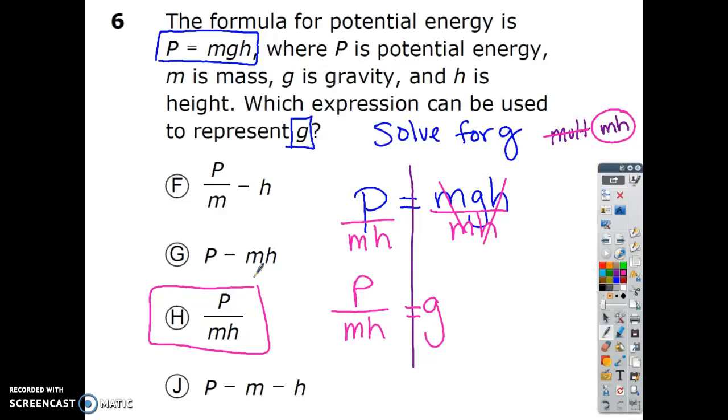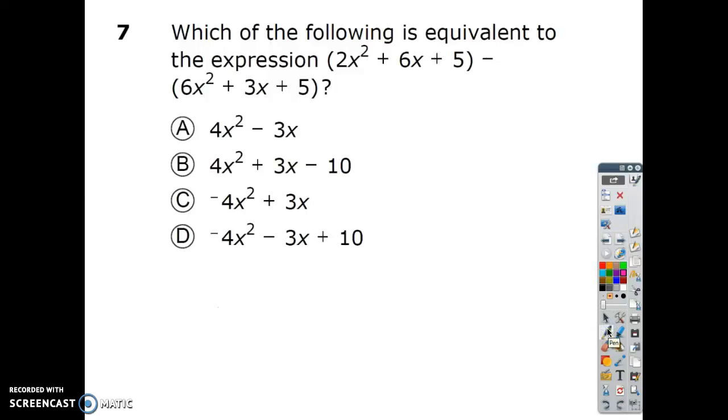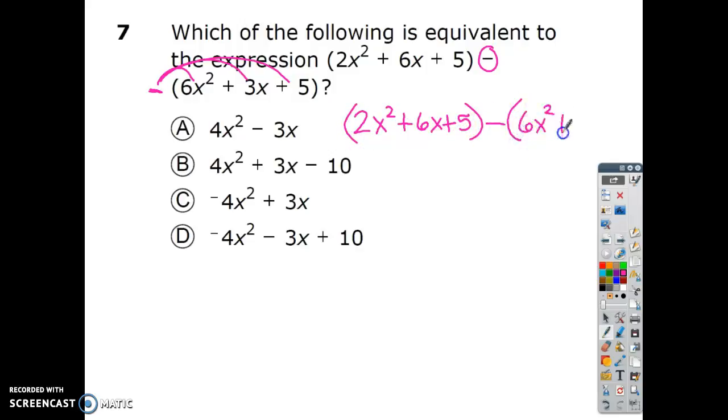Let's go look at problem number 7. Problem number 7 is just subtracting, but you need to remember that this is subtracting everything. So pretend like this is here. You're distributing. Don't just subtract the 6x. We have to distribute the -1 to everything. So if you rewrite it, 2x squared plus 6x plus 5 minus 6x squared plus 3x plus 5, you need to remember that this is going to everything inside the parentheses. So you need to go ahead and change all those signs and then start combining like terms.